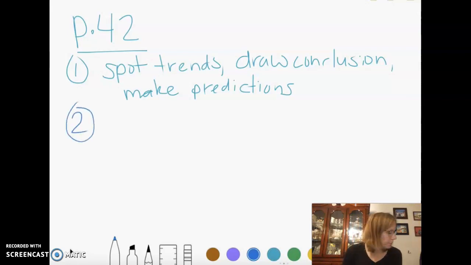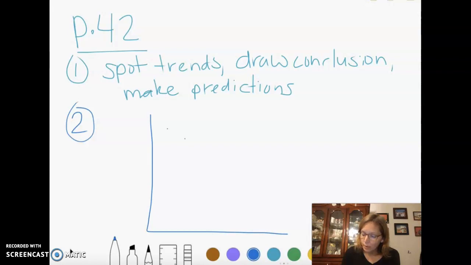Number 2. Draw a scatter plot with 10 ordered pairs that show a negative relationship. So from your notes, you should remember that a negative relationship has the dots starting at the top and then going down toward the bottom. That's a negative relationship. So I'm just going to erase my little dots now so I can make 10 ordered pairs that show a negative relationship.